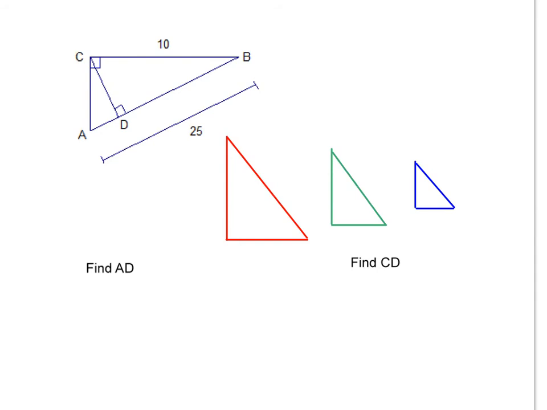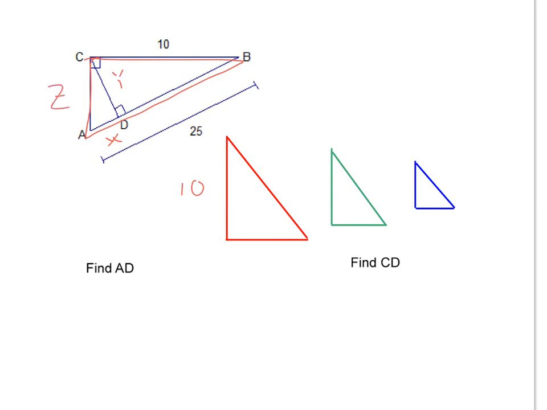Okay, I got my big red. Big red has a long leg of 10. We can see that right now. I'm looking for AD. We'll call that x. And I'm also looking for CD, which is this one right here. We'll call that y. And because I do need to find this piece, I'm going to call this z.